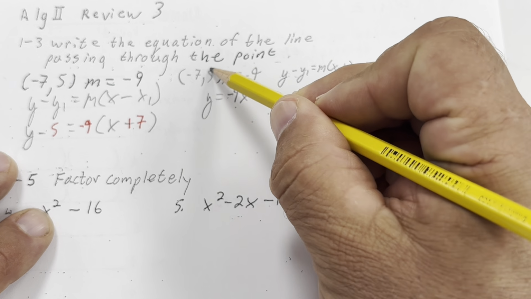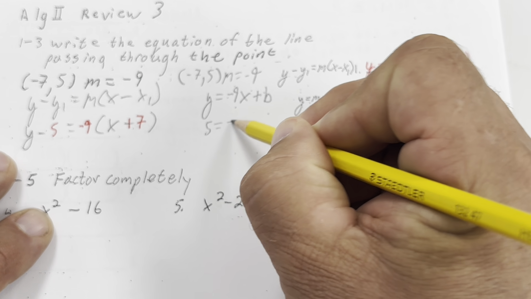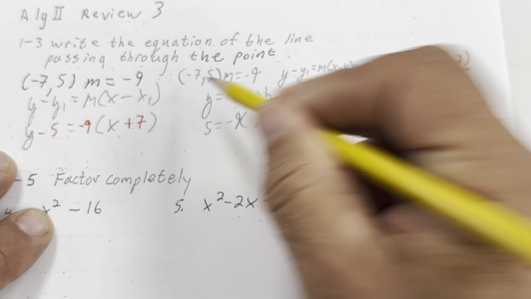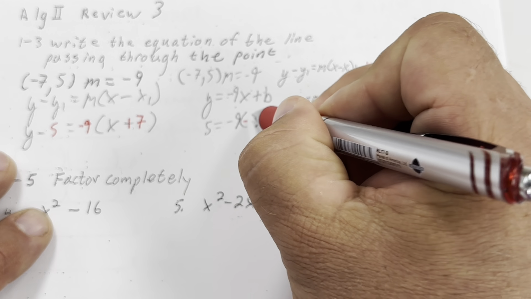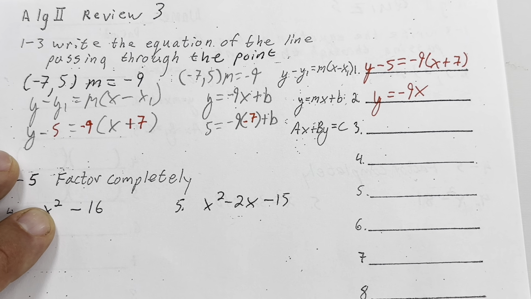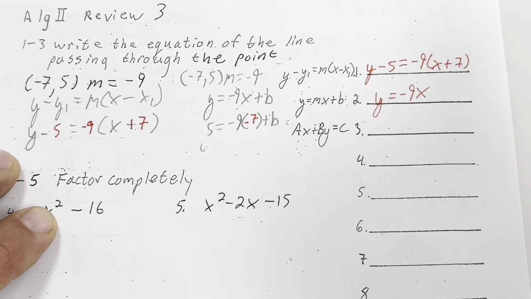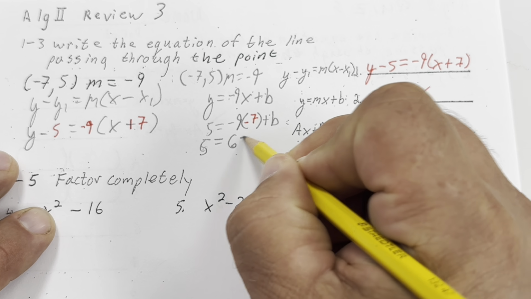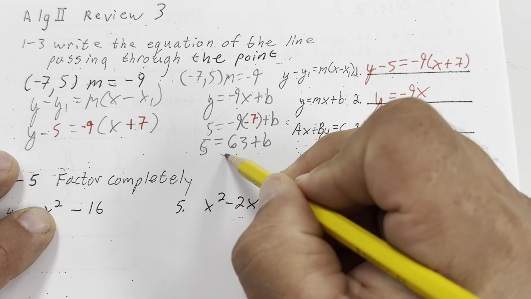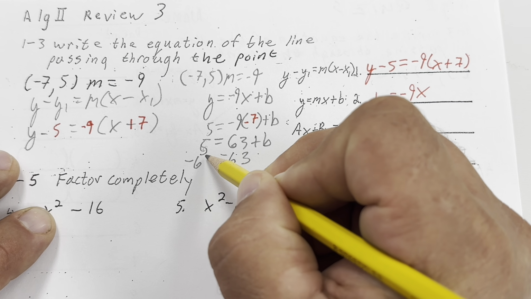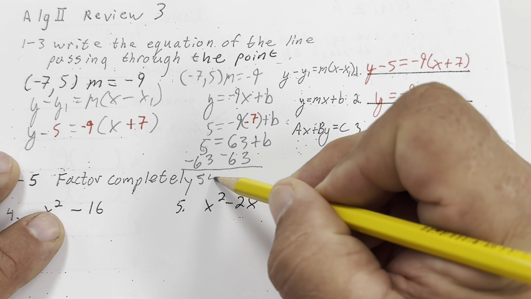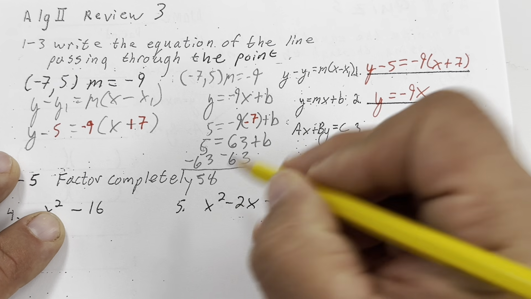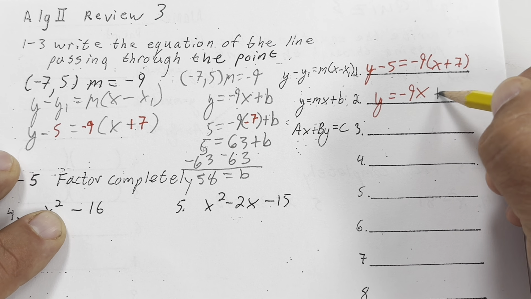To figure out what b is, I plug in the 5 for y. So it's going to give us 5 equals negative 9 times whatever x is plus b. In this case, x is negative 7. Now negative 9 times negative 7 is positive 63. So 5 equals 63 plus b. We subtract 63 from both sides, and I think 5 minus 63 is going to be negative 58. So that's going to give us b equals negative 58. Took me long enough.